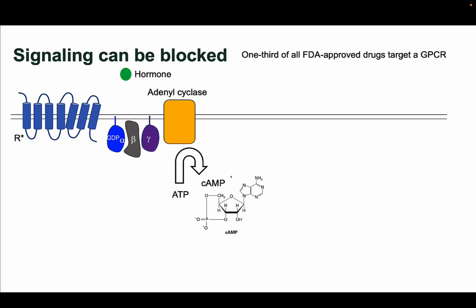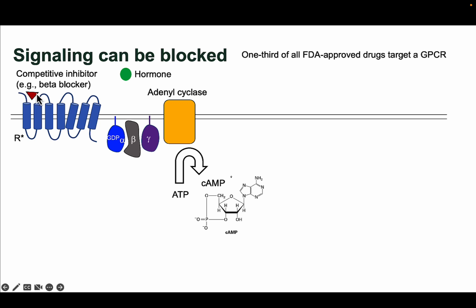Signaling can also be actively blocked, and this is one of the reasons we talk about G protein coupled receptors: one third of all FDA approved drugs target a G protein coupled receptor. So it's a pretty pharmaceutically important pathway to know about. And so, for example, we can add a competitive inhibitor. In the case of epinephrine, we can add a beta blocker.